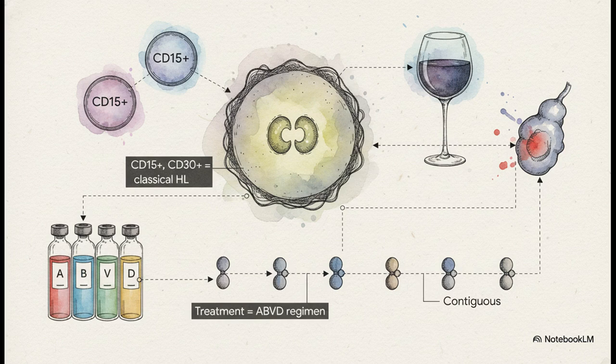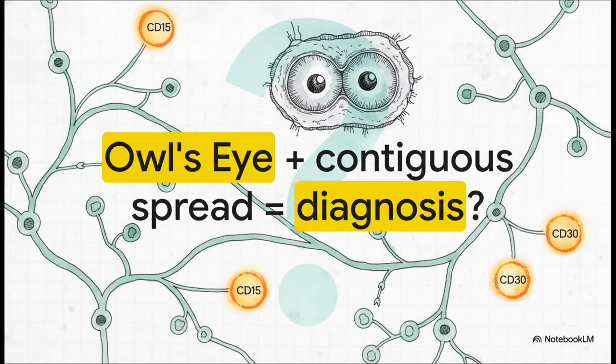The most common subtype? Nodular sclerosis. The gold standard treatment? The ABVD regimen. And the disease spreads in a very orderly, contiguous manner. Hodgkin lymphoma is honestly one of the most predictable and testable malignancies in all of medicine. You now have the complete blueprint to tackle it.